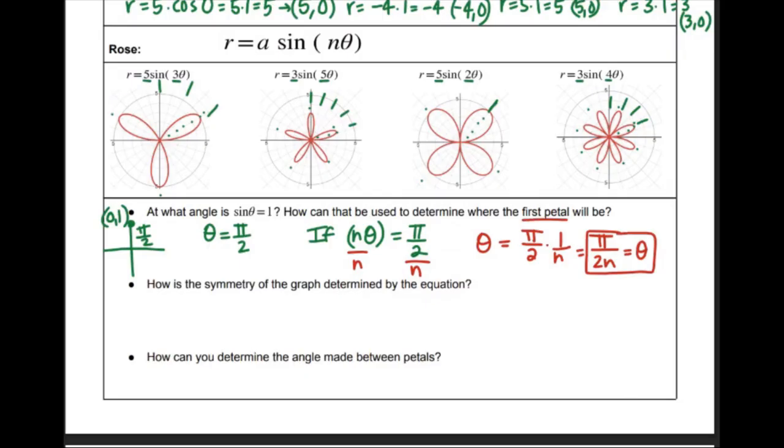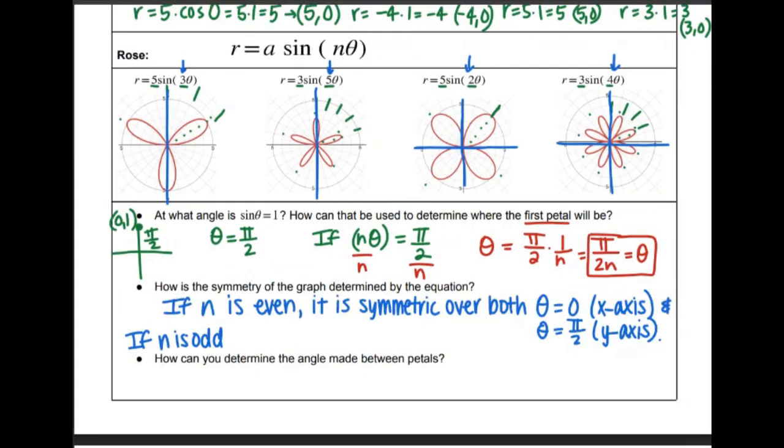All right, how is the symmetry of the graph determined by the equation? If n is even, it seems to be symmetric over the y-axis and the x-axis. But when n is odd, it does not seem to be symmetric over both. It seems to only be symmetric over the y-axis. I could fold it in half here or here, but definitely not over the x-axis. Those would not fold in half.